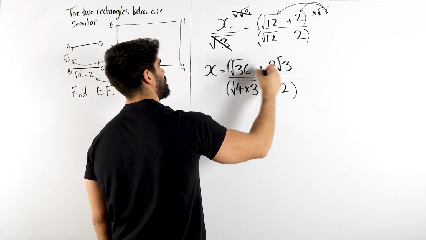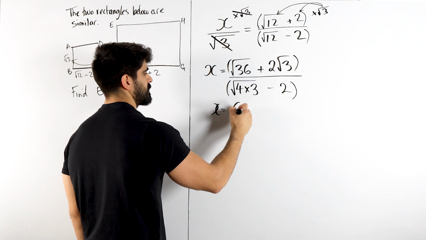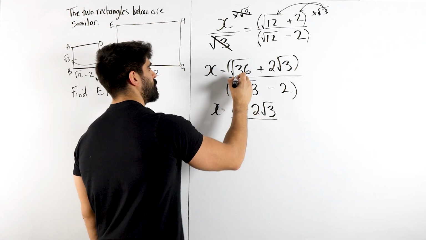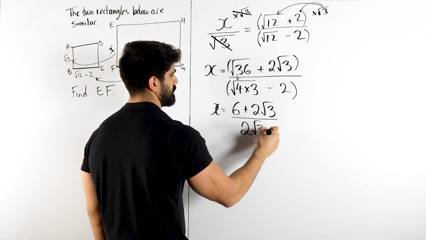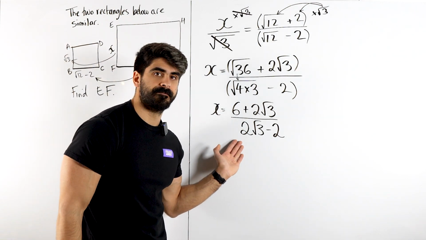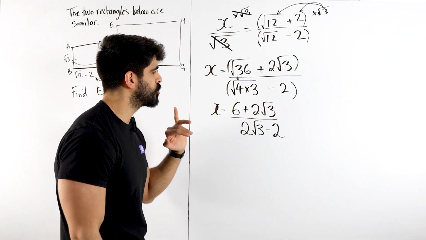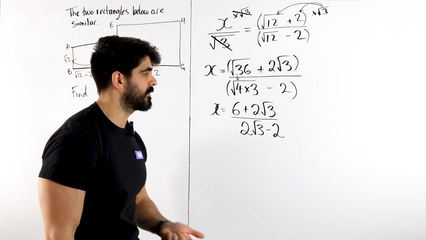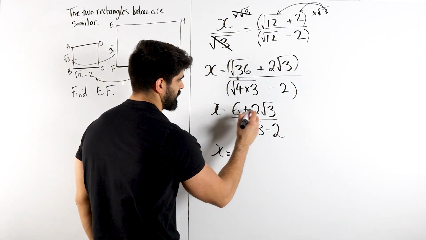I'm just going to keep a bracket around all of it. So I get x is, the root of 36 is 6 plus 2 root 3 all over, then here we have the root of 4, which is 2, and then we have root 3, minus 2. Now, would you times the top and bottom now and start rationalizing the denominator? Or would you have noticed that every single number is divisible by 2 and divide every single number by 2? That's definitely the best way to do this. So let's divide everything by 2.